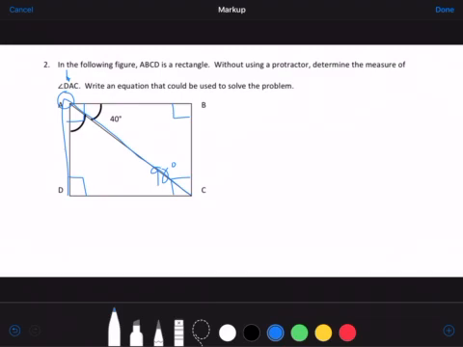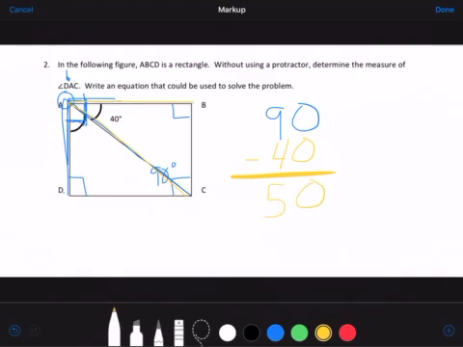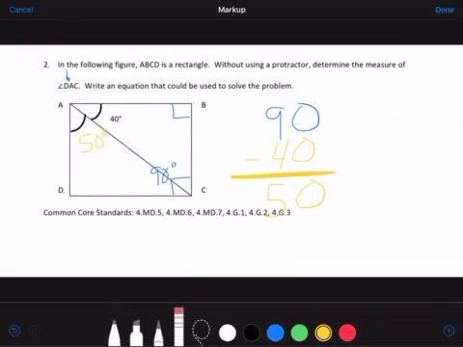Then we need to write an equation that could be used to solve the problem. All right, well, if I know that this part of the angle, BAD, is 90 degrees, and then I can see that BAC is 40 degrees, let's subtract that, because when I subtract that, I get 50 degrees. Well, that's what this one must be. So this angle right here, the DAC angle, must equal 50 degrees because there's no other way for it to add up to 90 in the corner with 40 as its other angle.